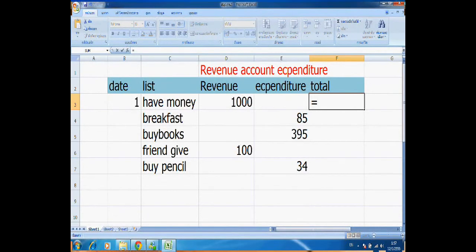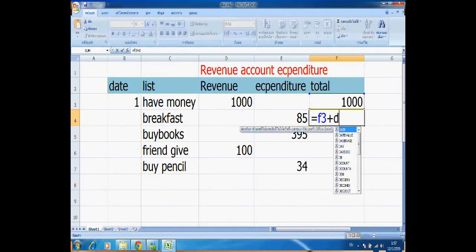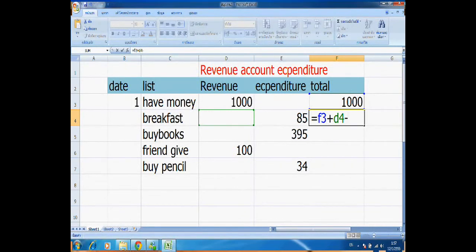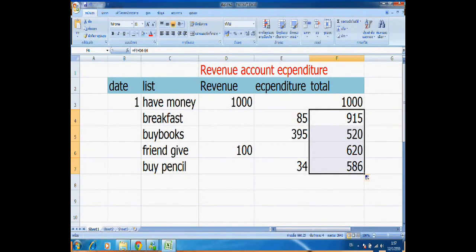Take the formula D3 minus E3. Enter. Take the new formula F3 plus D4 and minus E4. Copy the formula down. Last list. Finish. Thank you.